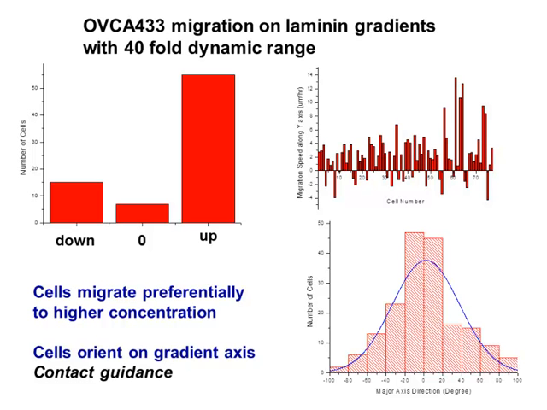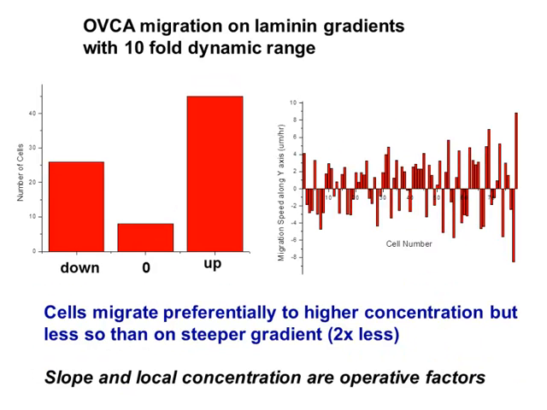We also do see contact guidance. If we model this as an ellipse, then measure the angle between the major axis of the ellipse and the gradient direction, we get a distribution that's peaked around 0, so the cells line up parallel to the gradient. Then what about the slope? If you look at a gradient that has a weaker slope, here a 10-fold dynamic range, we still get a preference, but instead of a factor of 4, our preference is about a factor of 1.5. So the slope matters, at least for these cells.